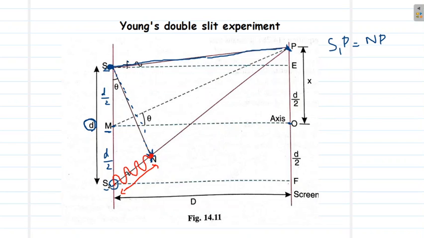After that, both of them go the same distance. S2P and NP are equal. Sorry, S1P and NP are equal. S2P is NP plus S2N. This S2N is the additional path travelled by the second ray.